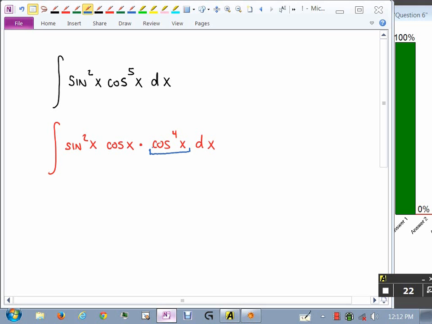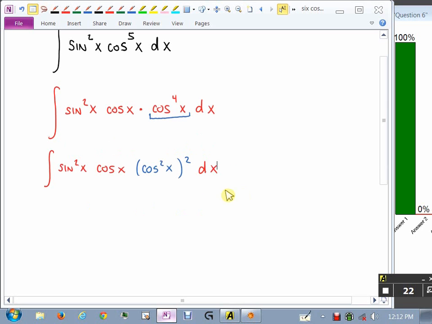However, that's not cosine squared, is it? It's cosine to the fourth. Pardon me? Yeah, we're going to just write like this. There's two different approaches to this. You could write this as cosine squared x, all of that squared dx. Wouldn't that still be cosine to the fourth? And then what is cosine squared x going to become?